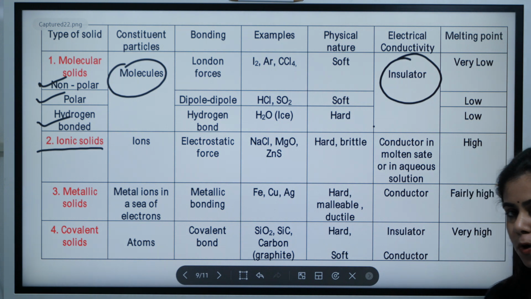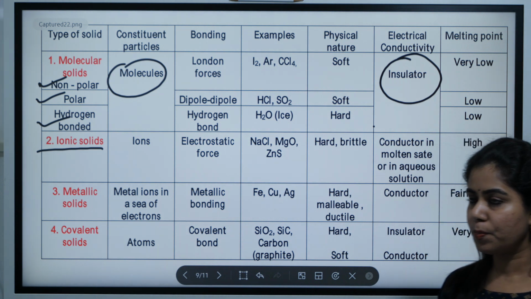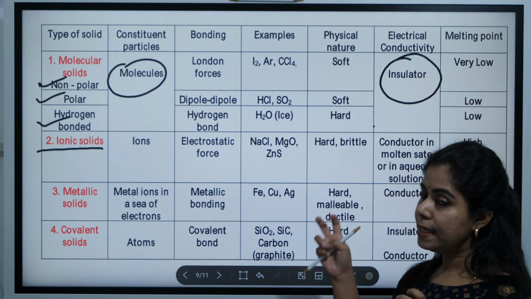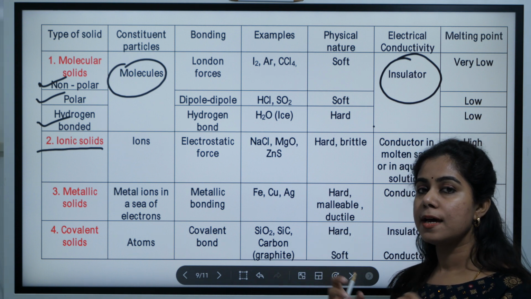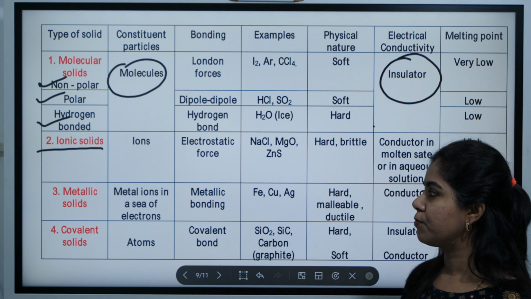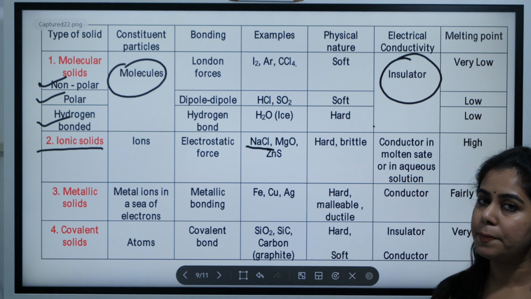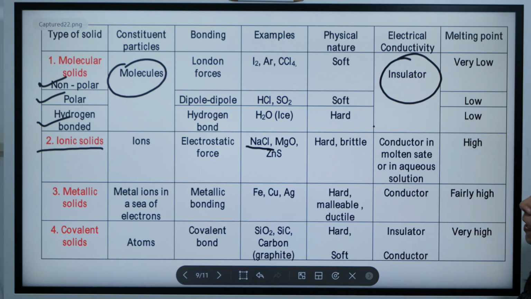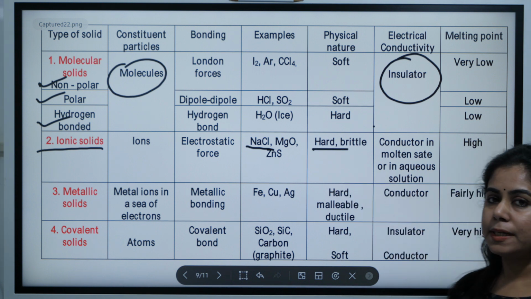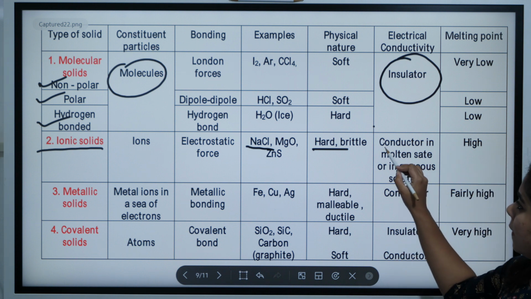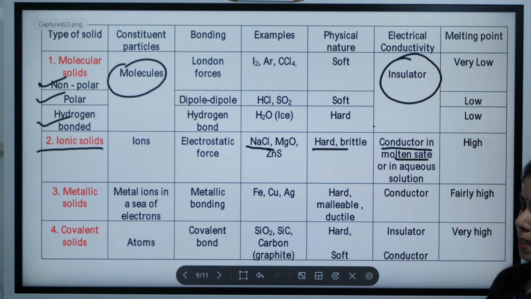In the case of ionic solids, the constituent particles will be positive and negative ions. In these solids, the ions are held together by strong electrostatic force of attraction, or Coulombic force of attraction. So examples are sodium chloride, magnesium oxide, zinc sulfide, etc. They are hard but brittle. We can easily break them. They do not conduct in the solid state, but they can conduct electricity in the molten state or in aqueous solution, and their melting point will be usually high.